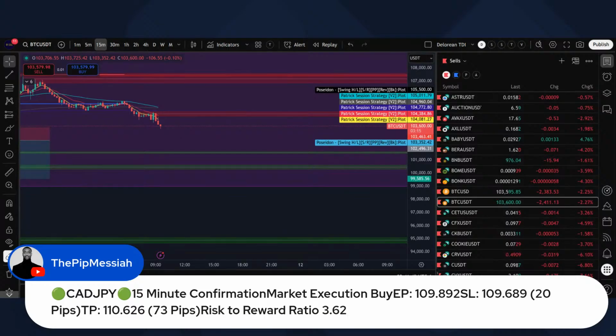We started with a buy on Great British Pound versus Japanese Yen. We went to a sell on CRV versus Tether. We have a sell on United States dollar versus Hungarian forint. We have a buy on soybeans. And we have a buy on Canadian dollar versus Japanese yen.